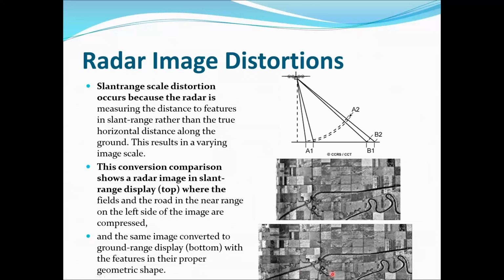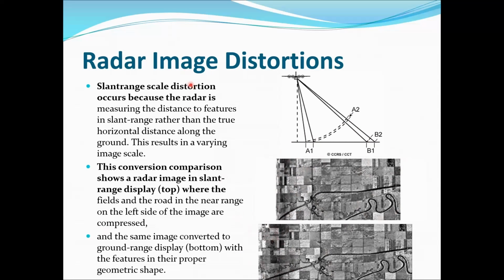You can clearly see it because of the slant. Here it's small, here it's large. So you can see here it's compressed. The image here is compressed, and here the image is stretched. They try to stretch it, so they do a correction to correct for it.